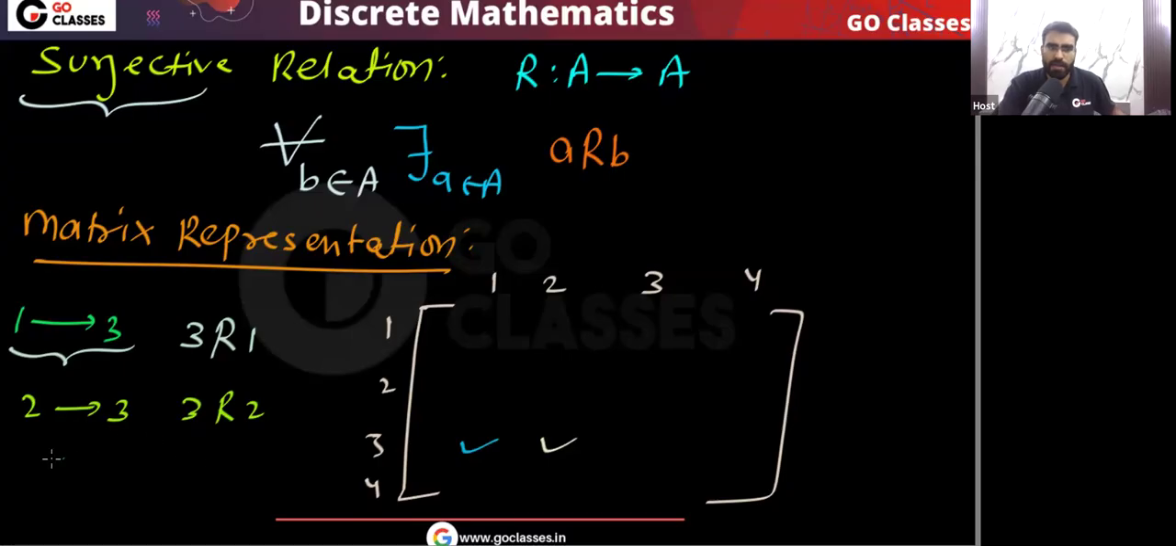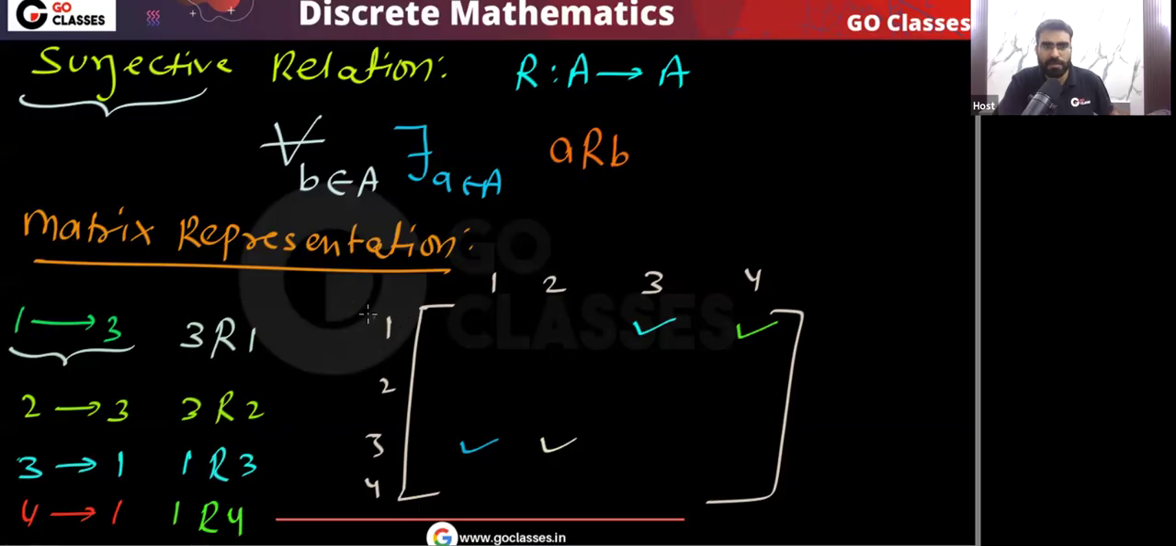Let's assume for 3 there is a 4, or maybe for 3 there is 1. It simply means 1 is related to 3, so here you will put the tick mark. And finally, who is there for 4? Let's assume for 4 there is 1. Now it simply means 1 is related to 4. So here you will put the tick mark.